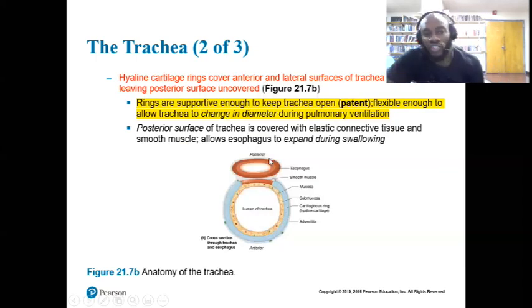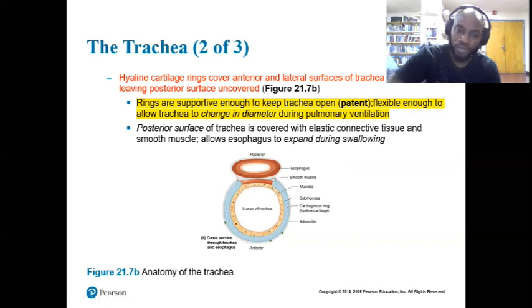Leaving the posterior surface uncovered. See this smooth muscle. This portion is uncovered. The rings are supportive enough to keep the trachea open, so your voice, we want that to stay open, yet flexible enough to allow the trachea to change during ventilation, pulmonary ventilation, breathing in and out. Okay, so that's going to be important.